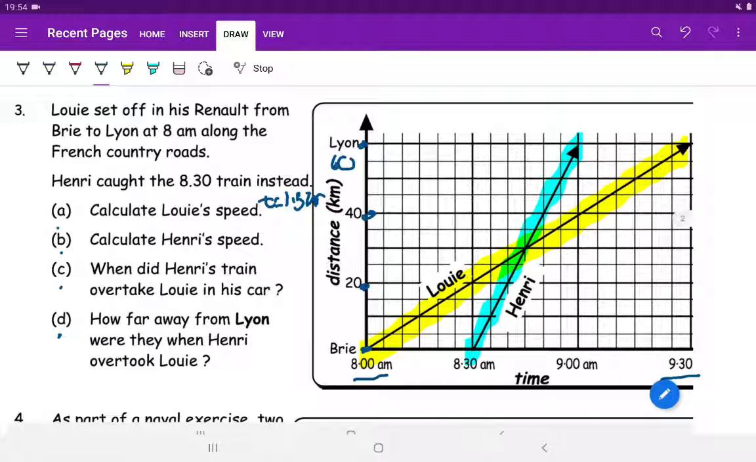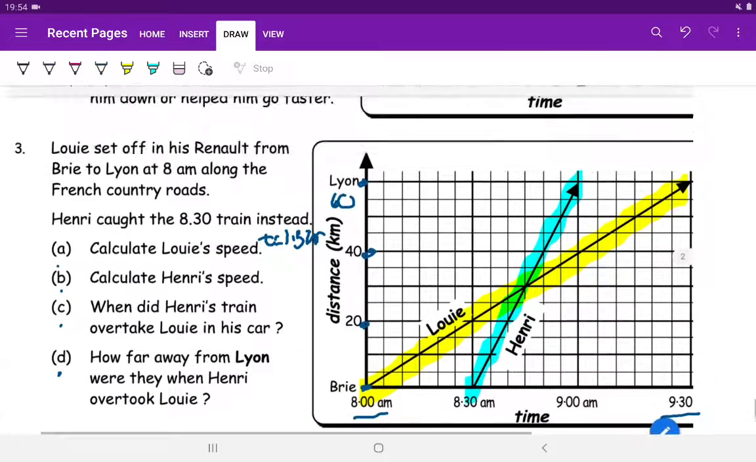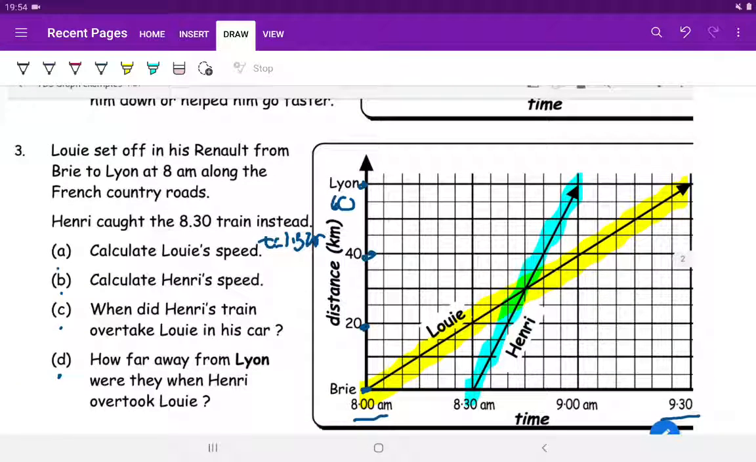So Louis' speed, let's just write it over here. Louis' speed is distance 60 over time 1.5. So 60 divided by 1.5 we're going to need to do. You can use your calculator for that. Okay, no problem at all. And what are we going to get? We're going to get 40. So his speed is 40, and make sure you get your units right. This is kilometres per hour.